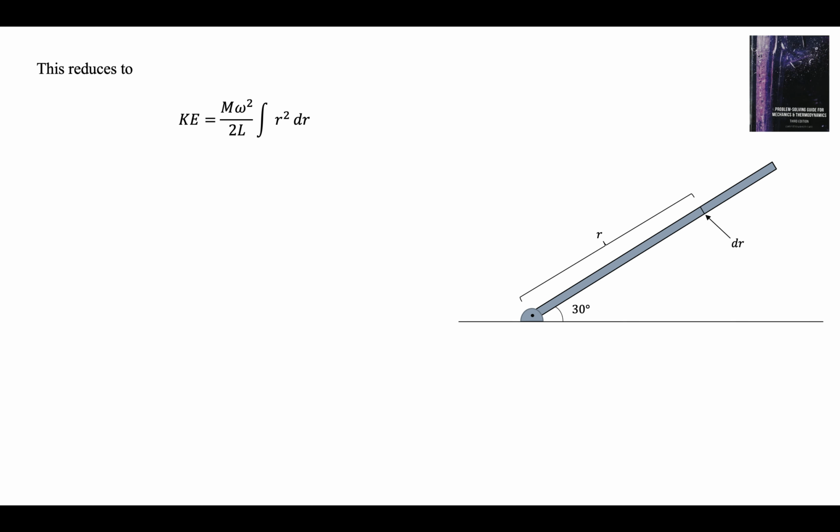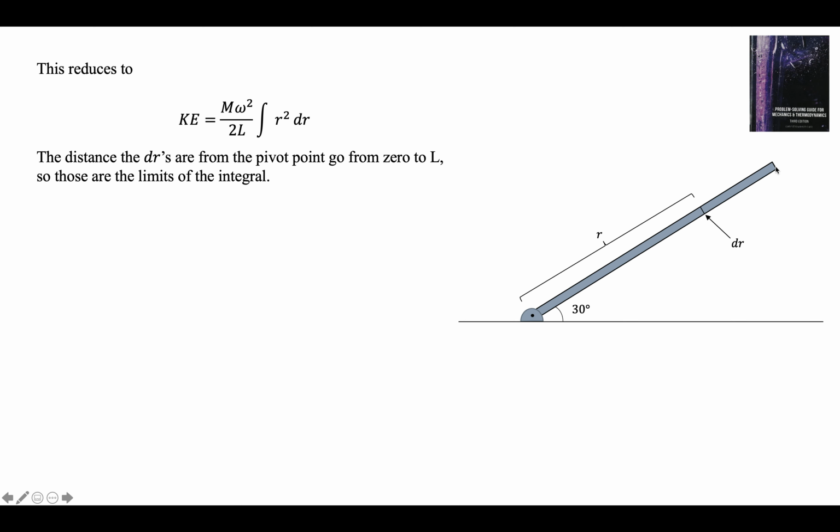This is an integral we can do. You have to think about the limits. dr, what's the range of dr? dr is really small. What's the range of r? R goes from 0 all the way up to L away. So those are the limits of the integral. And we get r squared dr is r cubed over 3. Put the limits in, we get this.